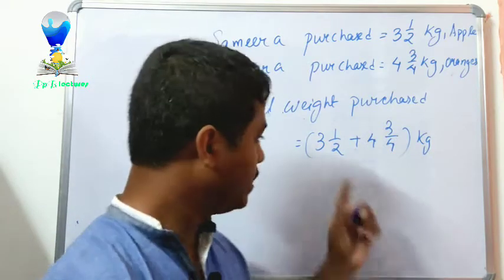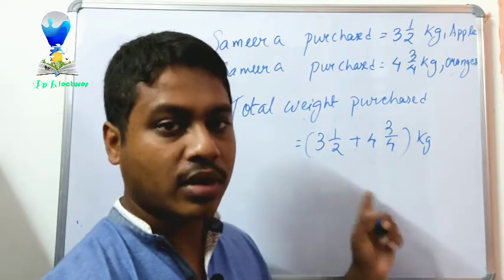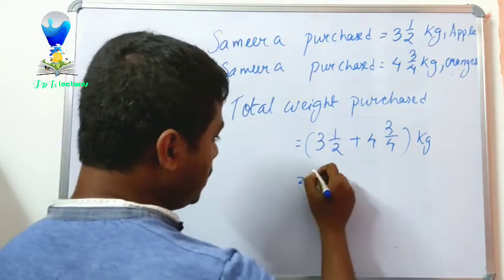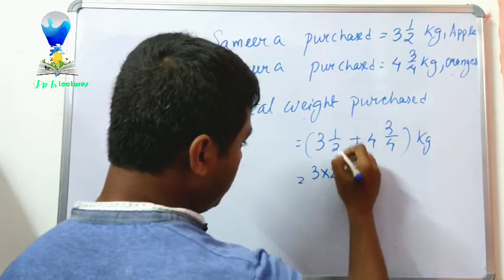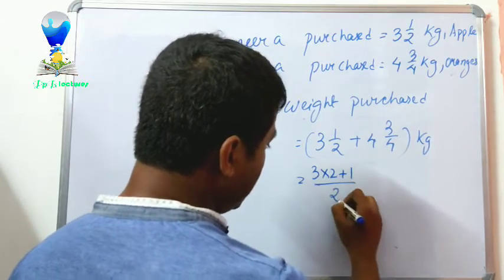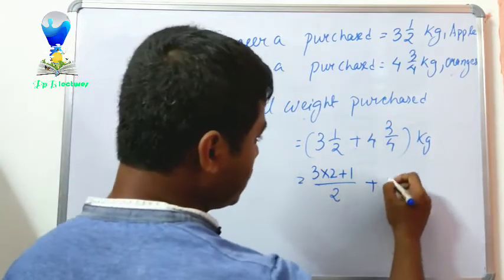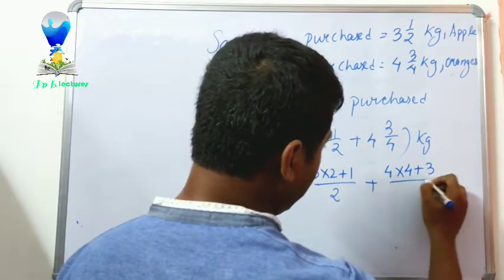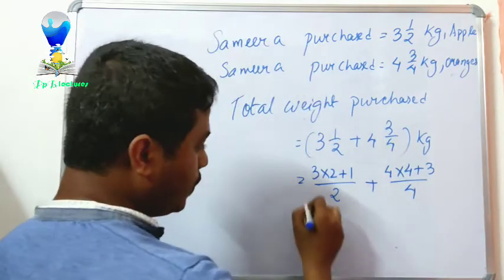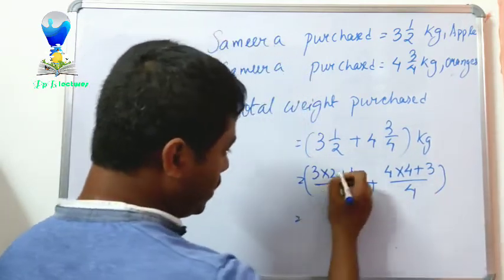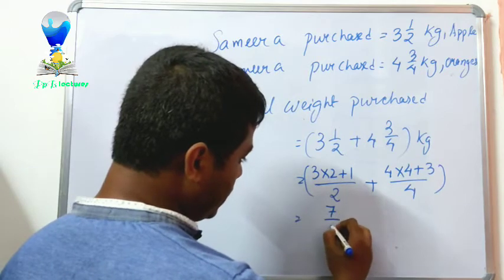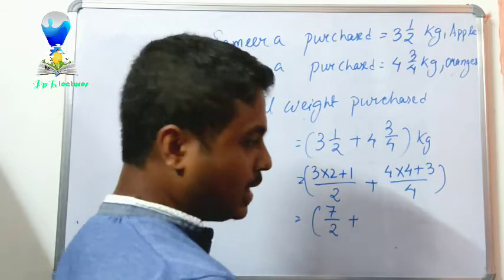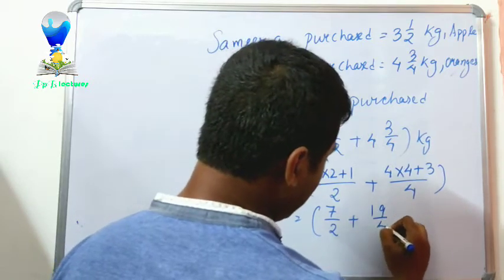Now how to do it? This is a mixed fraction, so you have to convert it into an improper fraction. So the mixed fraction, if I convert it, will be 3 into 2 plus 1 divided by 2, plus 4 into 4 plus the above number, that is 3, divided by the denominator, that is 4. So 3 times 2 is 6, 6 plus 1 is 7 by 2, plus 4 times 4 is 16, 16 plus 3 is 19, so 19 by 4.